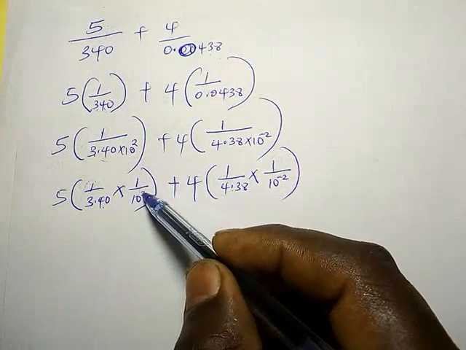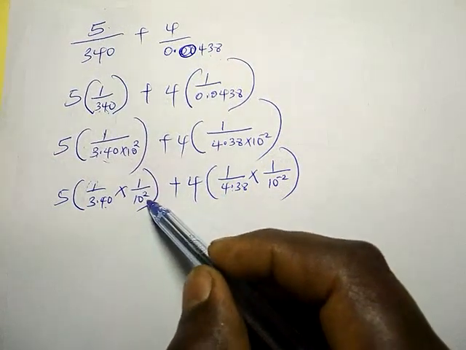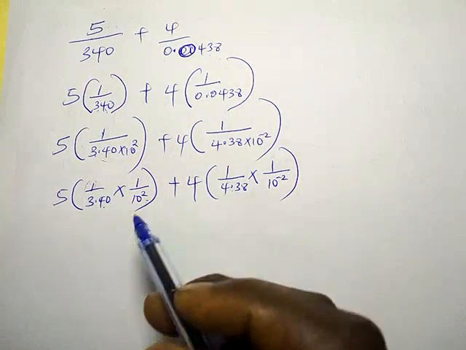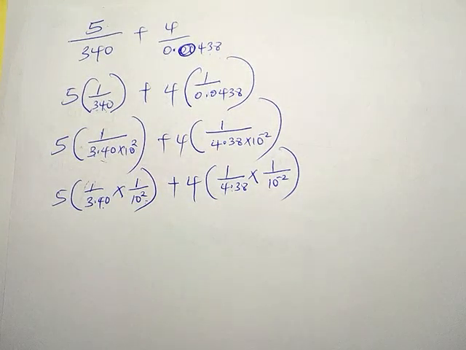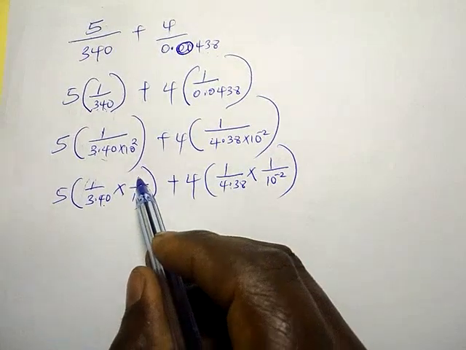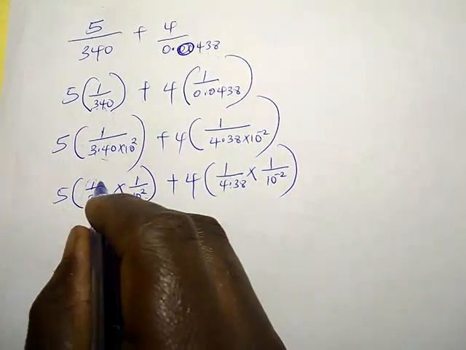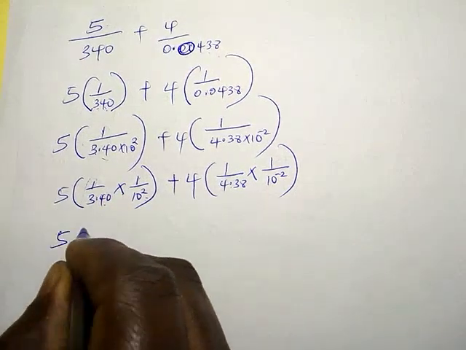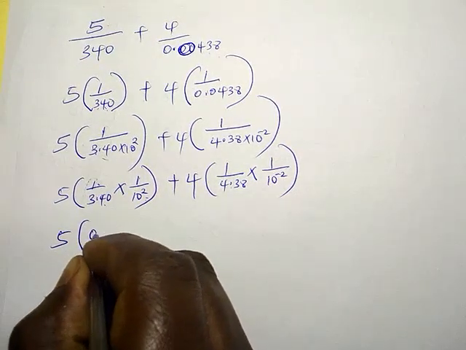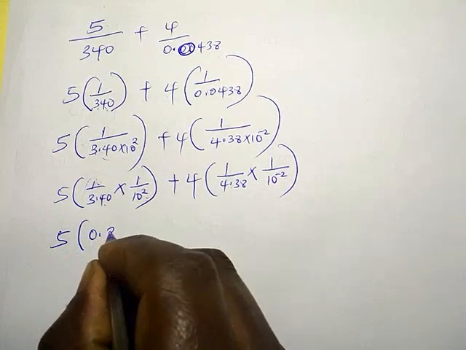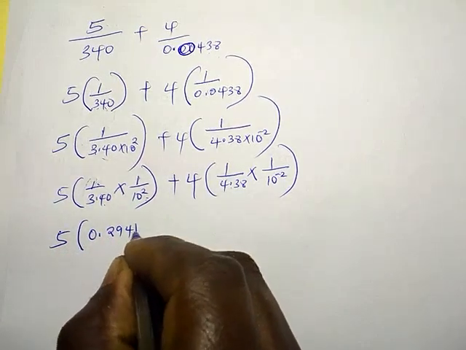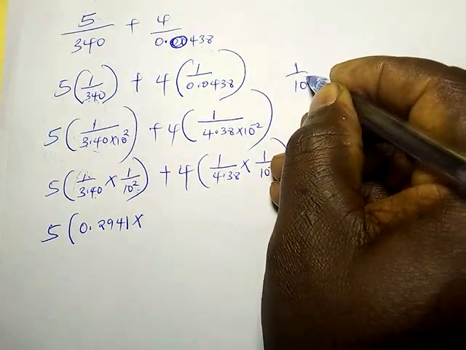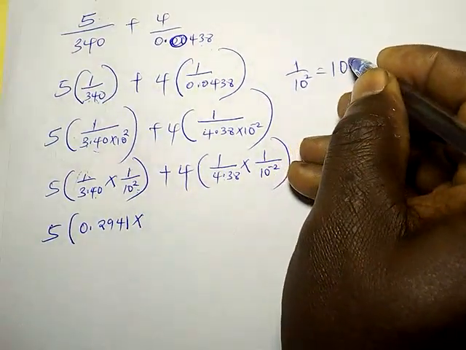But this one, you cannot get it in the table. 1 over 100, you cannot get it over the table. I have shown you what that one means. Where did I write that? I have told you that whenever you see 1 over this, it simply means the reciprocal of this from the table. So we continue, 5 into the reciprocal of this is 0.2941 times the reciprocal of this, 1 over 10 raised to power 2 is the same as 10 negative 2.